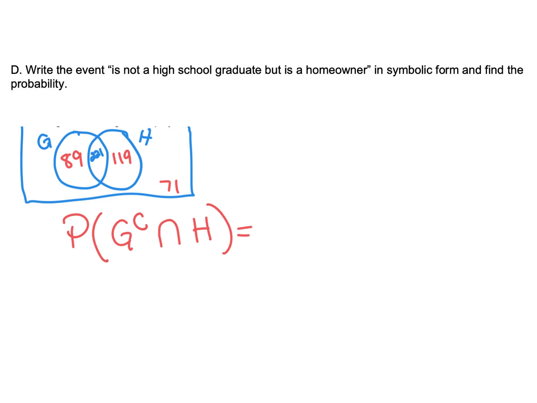So I'm going to do that by kind of highlighting what that is in the table. So not a graduate, but is a homeowner is this area out here. So that's going to be 119 out of 500, or 0.238. Okay, please reach out if you have any questions. It's time to do some practice.